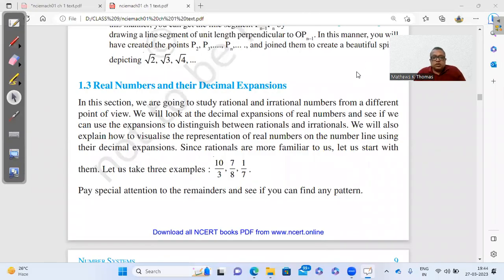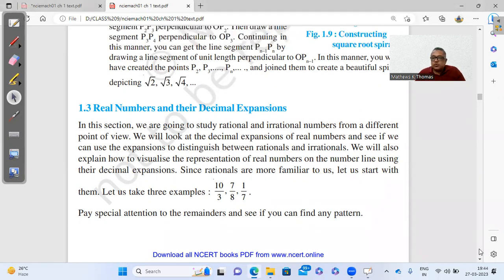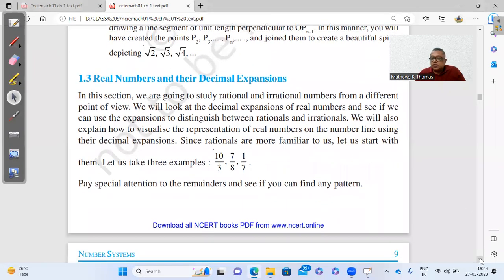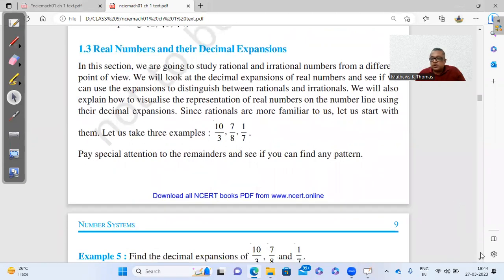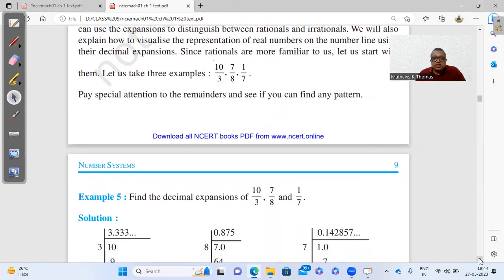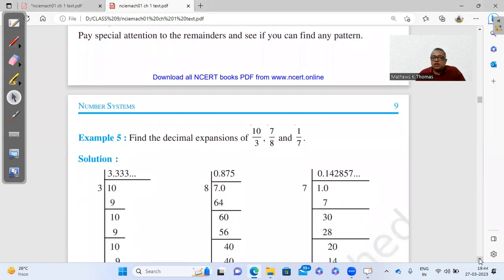So we move on to the third exercise. You know now what rational numbers are, what irrational numbers are. We did in the last video how to plot irrational numbers on the number line. So moving further to the third exercise, we have Example 5, that is finding decimal expansions of rational numbers.